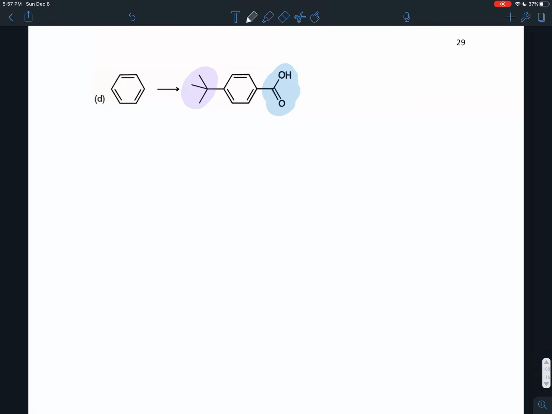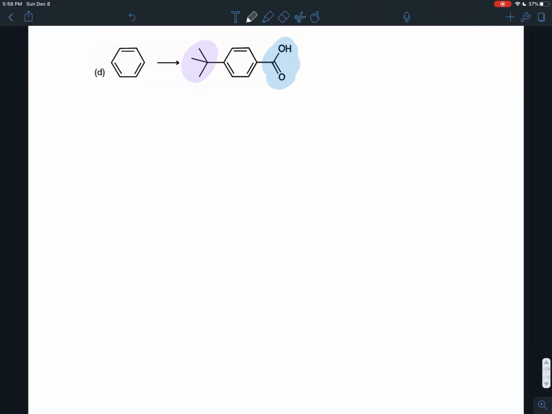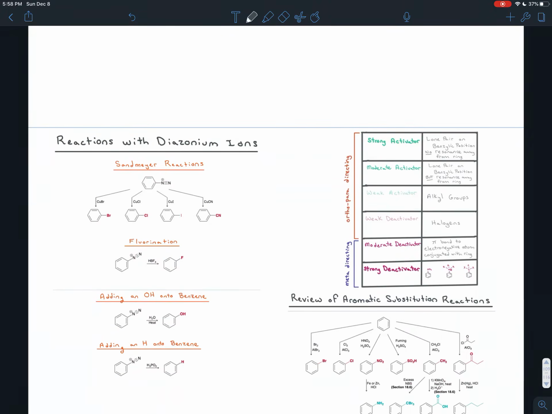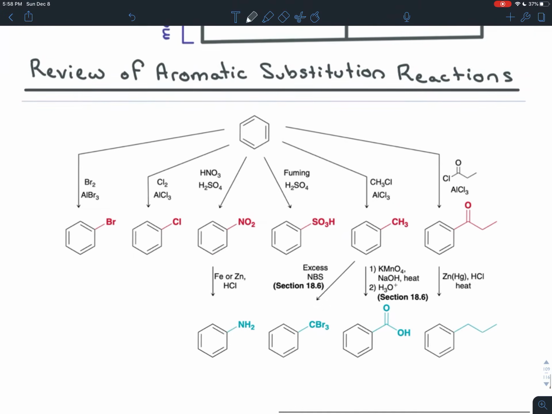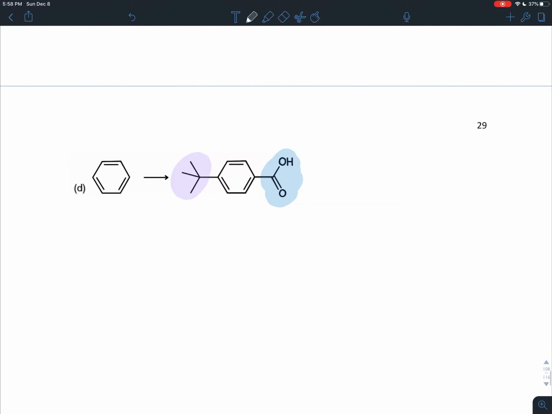Now, the tert-butyl group, that's an alkyl group. We're forming a new carbon-to-carbon bond onto a benzene ring. That is a Friedel-Crafts reaction. So we could narrow that down to either Friedel-Crafts alkylation or Friedel-Crafts acylation. In this case, because we have a tert-butyl group, there's no way that that would rearrange.